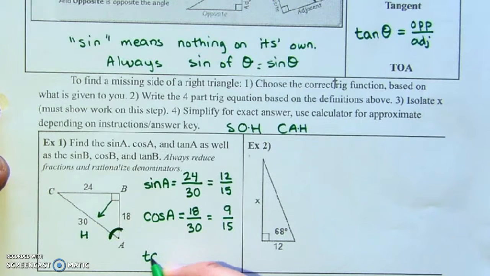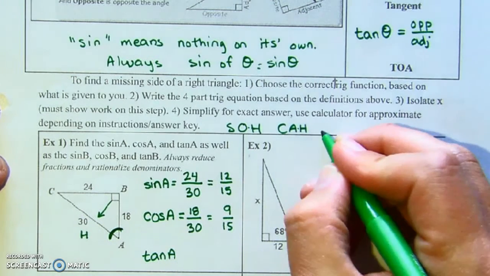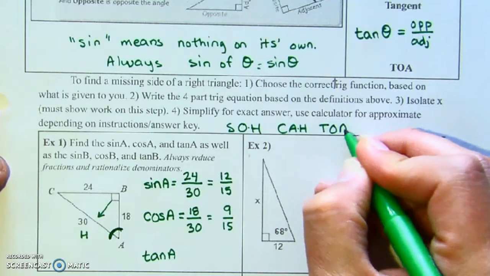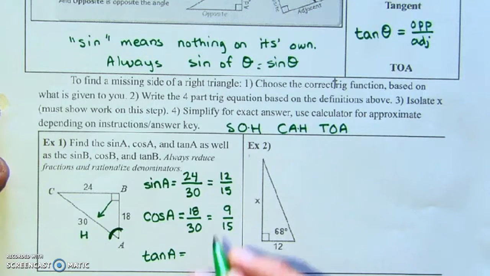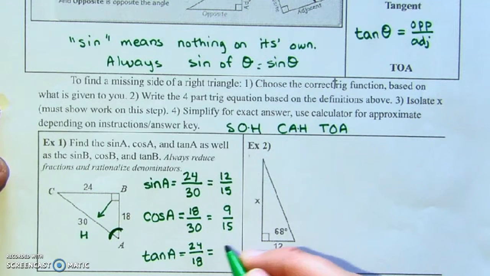And then the tangent of A. So what's tangent? So toa means we're going to do the opposite side. What's opposite? Divided by the adjacent side. And then we're going to reduce our fractions.